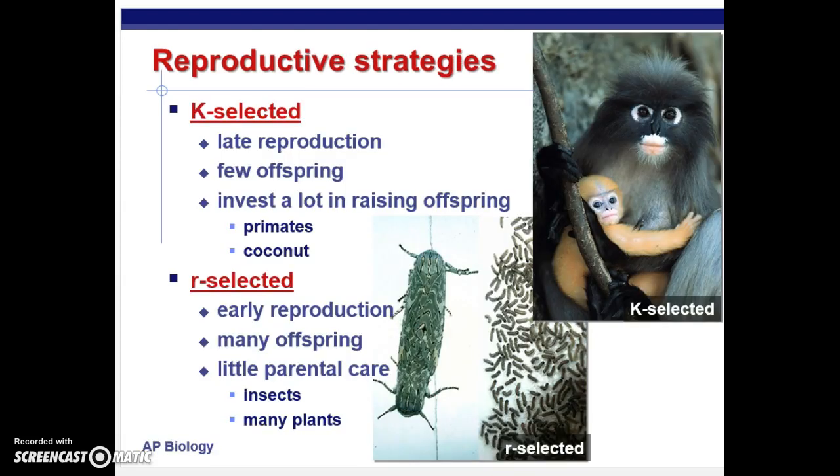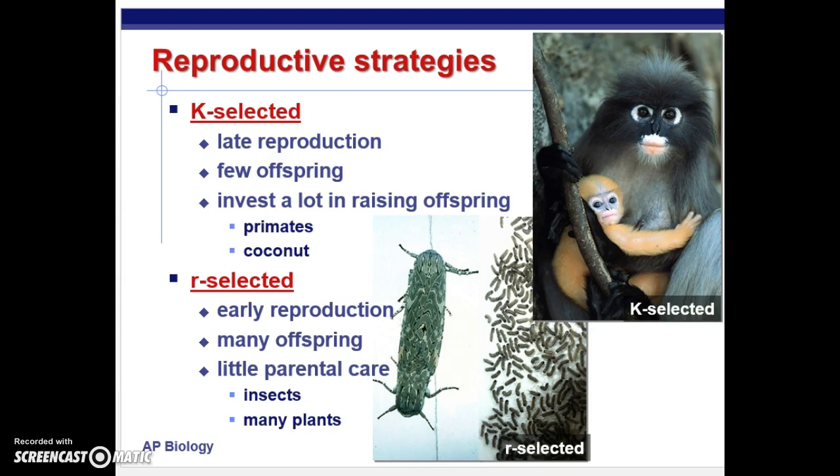But again, this is repeating what I just said. Know that these are characteristics of reproductive strategies. K-selected being late reproduction, few offspring, and a bigger investment in raising those offspring. For example, with mammals, large mammals, humans, primates. We also have coconuts where there are very few offspring, but they tend to survive their early beginnings.